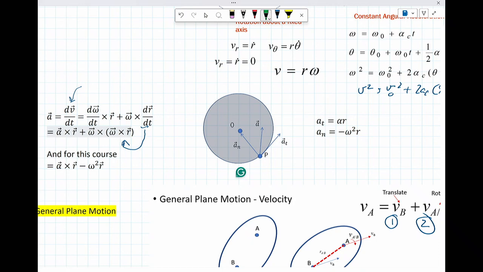Okay. Acceleration tangential, everybody loves it. Alpha times r, so it's going to be dependent on the angular acceleration here. Normal acceleration minus omega squared r. So you're writing and looking at terms a little bit differently, but it's still the same sort of expressions as before.